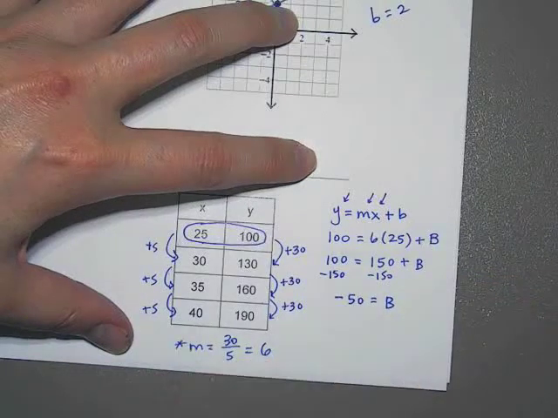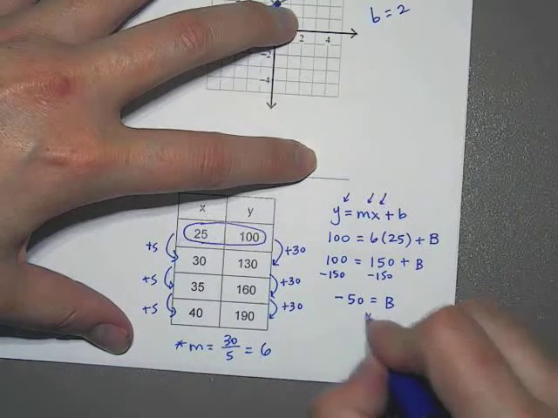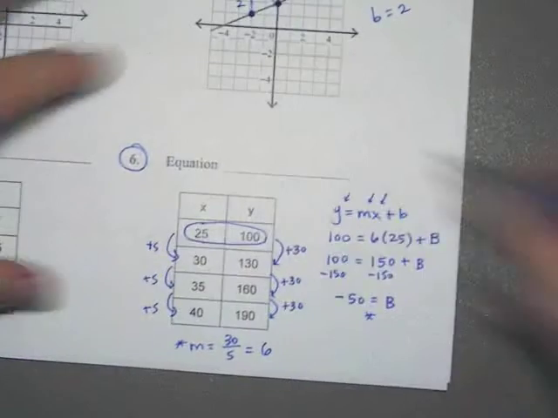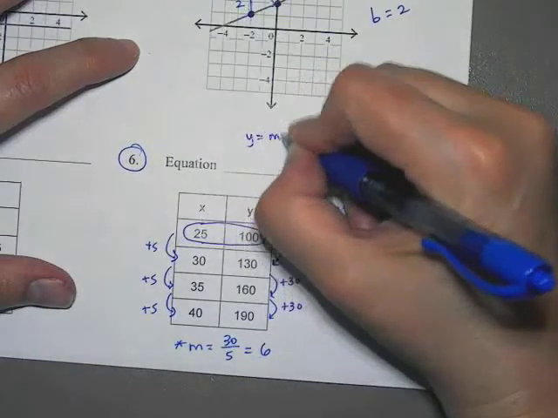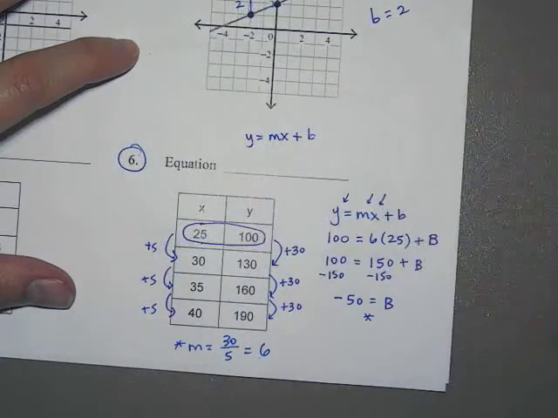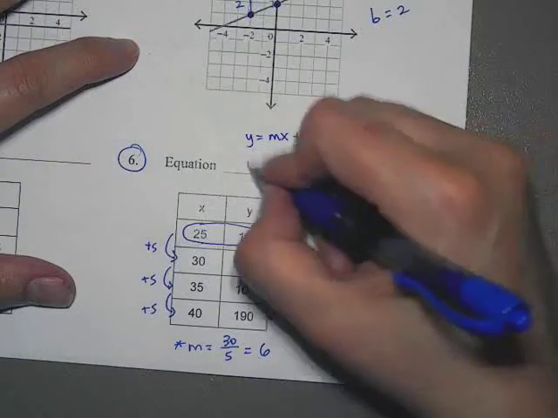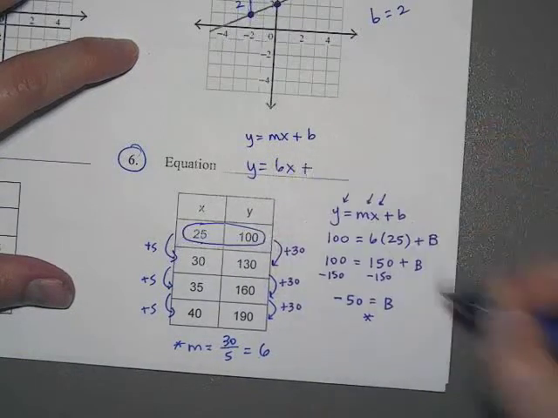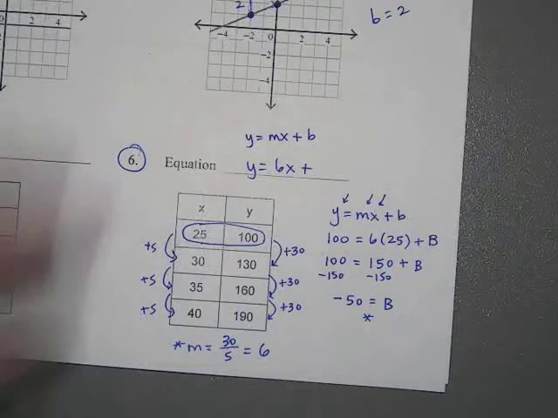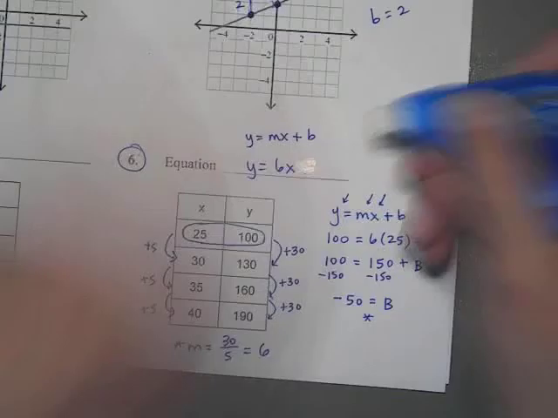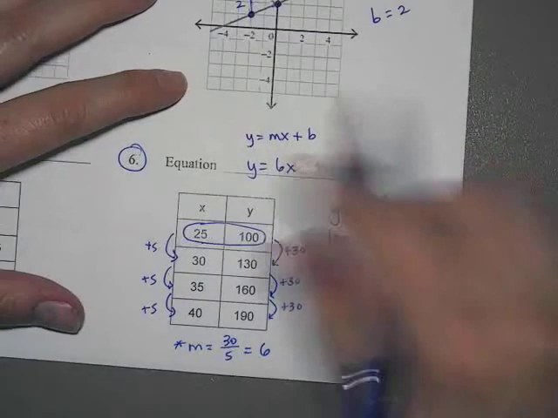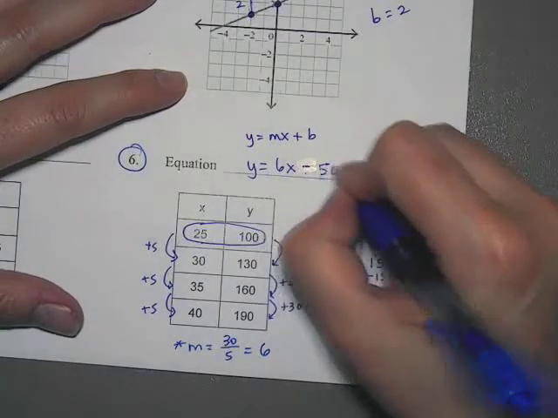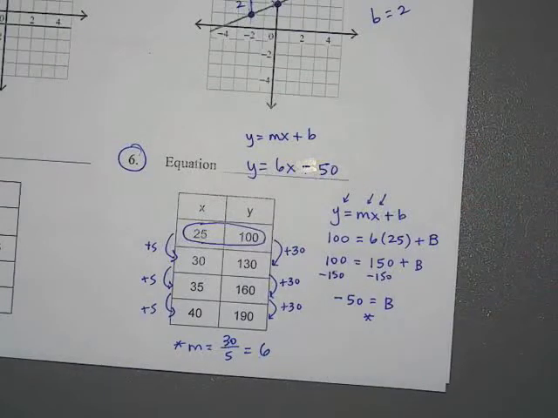I have my slope here, and I have my y-intercept here, and now I'm going to write the equation of the line. y equals mx plus b, so I'm plugging in m and b. So y equals 6x plus, oh, sorry, I messed up on that one. It's not plus because it was a negative 50. So let me just erase that real quick. It's actually minus 50 for my y-intercept. So 6x minus 50.